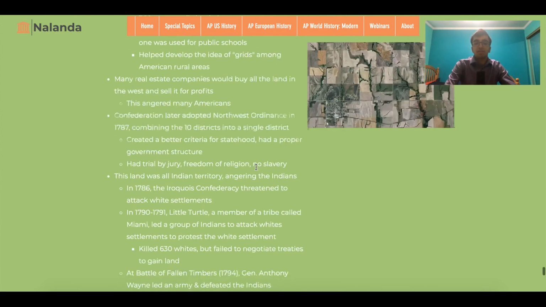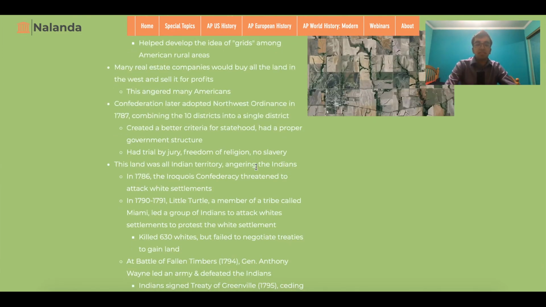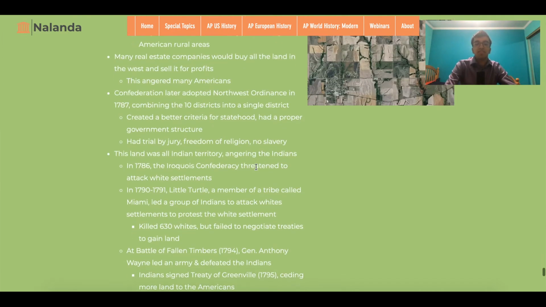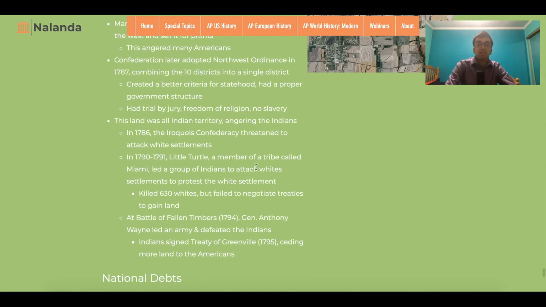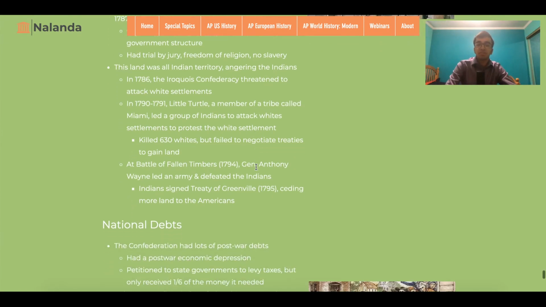All this land was owned by the Indians, which angered them, so in 1790 and 1791, an Indian named Little Turtle led a group of Miami tribesmen to attack the Americans, killing 630 whites. However, they were unable to negotiate a treaty, and in 1794, the Americans defeated the Indians at the Battle of Fallen Timbers, so the Indians had to cede more territory to the Americans in the Treaty of Greenville.